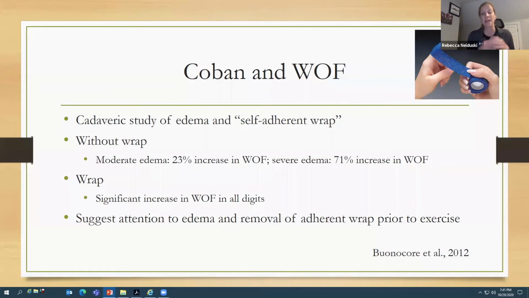And so really paying attention to swelling, modulating the variables you can modulate, and making sure to remove any type of adherent wrap, and even dressings for that matter, prior to exercise, will decrease the work of flexion created by those external pieces. Next slide, please.